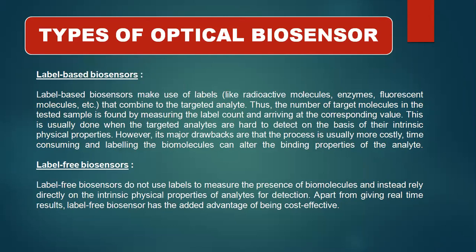There are broadly two types, label-based biosensors and label-free biosensors. Label-based biosensors make use of labels like radioactive molecules, enzymes, fluorescent molecules, etc. that combine with the targeted analyte. Thus, the number of target molecules in the tested sample is found by measuring the label count and arriving at the corresponding value. This is usually done when the targeted analytes are hard to detect on the basis of their intrinsic physical properties. However, its major drawbacks are that the process is usually more costly, time consuming, and labeling the biomolecules can alter the binding properties of the analyte.